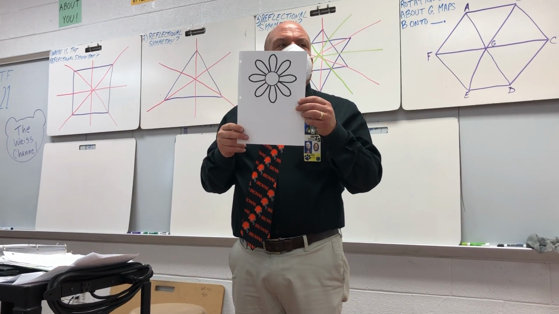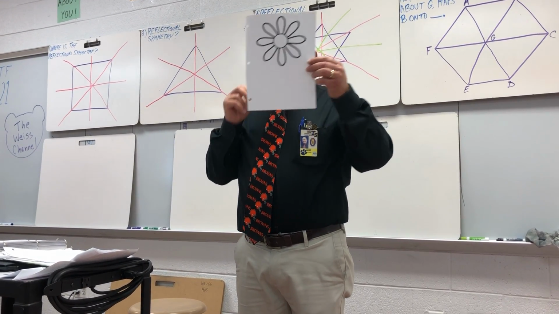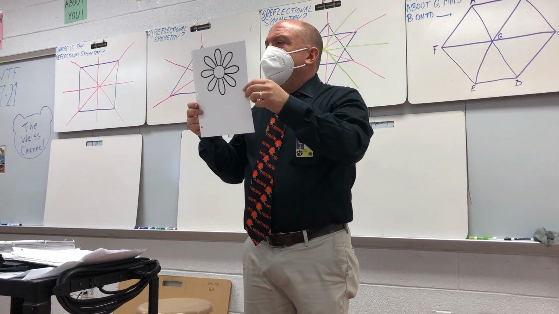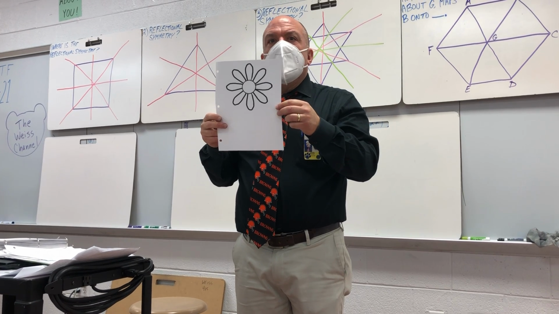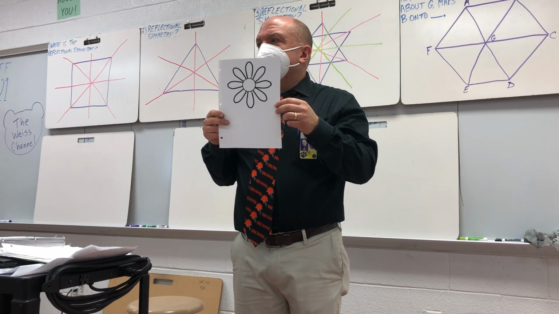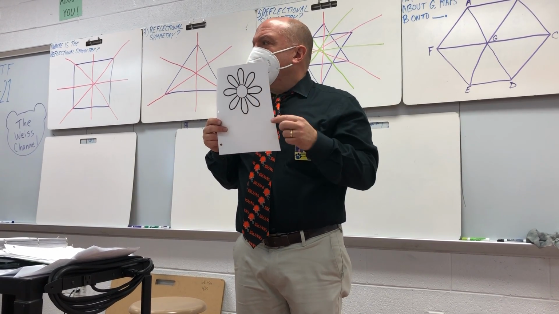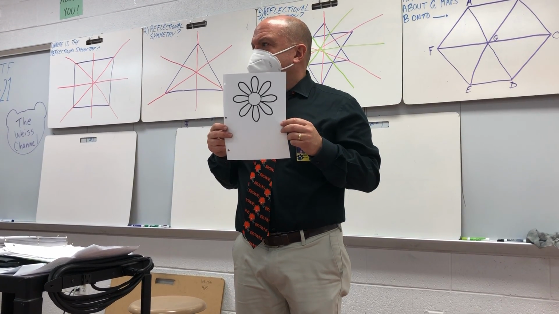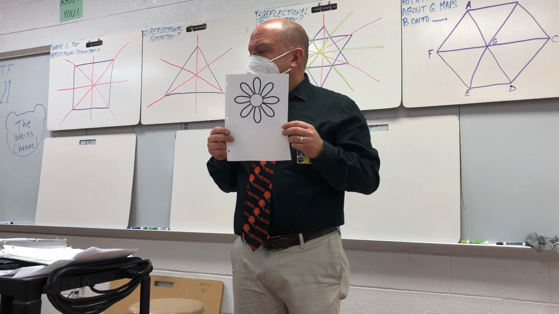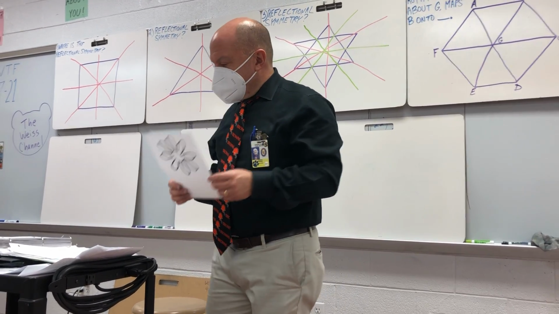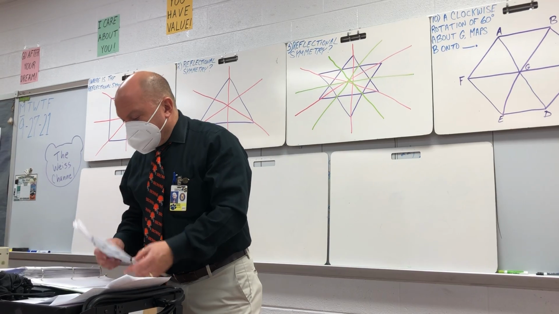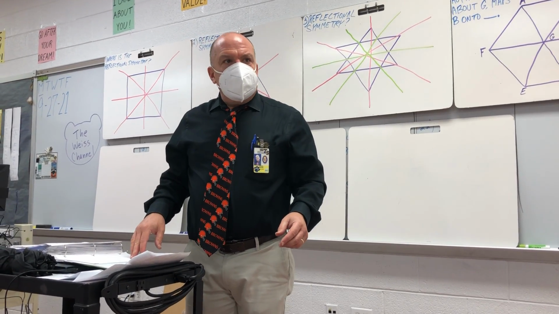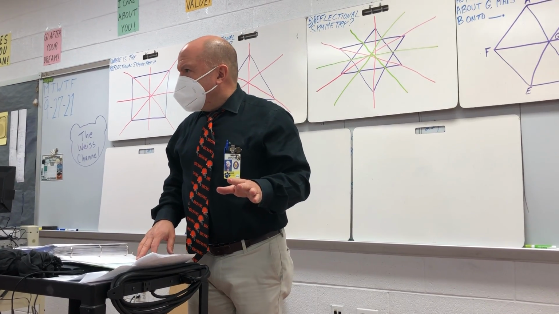How many times will this one map onto itself? Can you see how many? 8. How many degrees before it maps onto itself? 45. 360 divided by 8 is 45. Okay? All right. Can I have a nod if everyone is okay with all that so far? We're good so far? Okay.